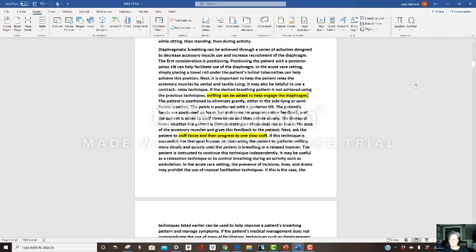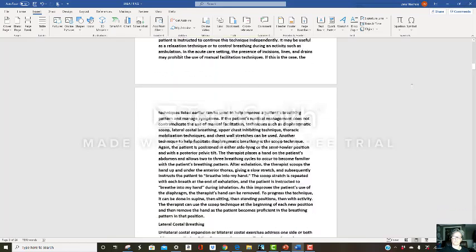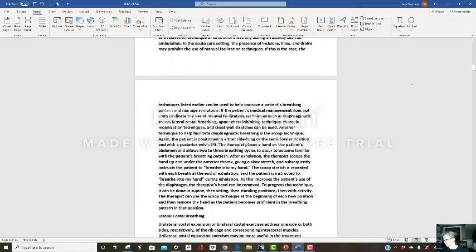In the acute care setting, the presence of incisions, lines, and veins may prohibit the use of manual facilitation techniques. If this is the case, the techniques listed earlier can be used to help improve a patient's breathing pattern and manage symptoms.